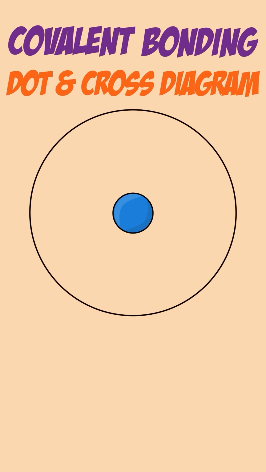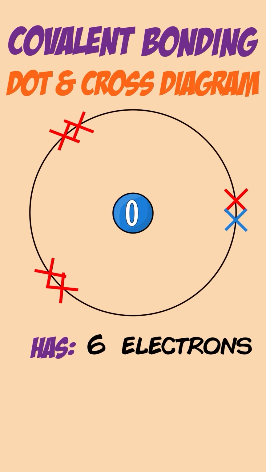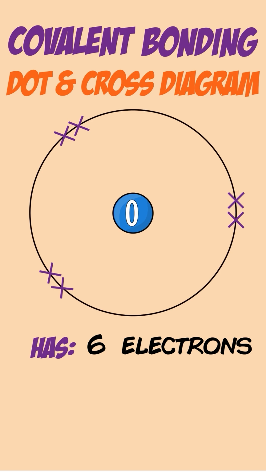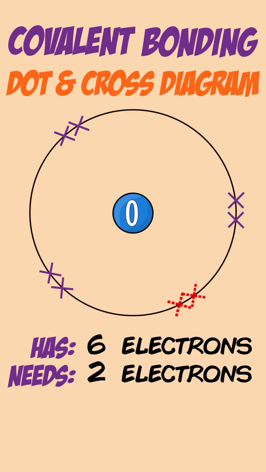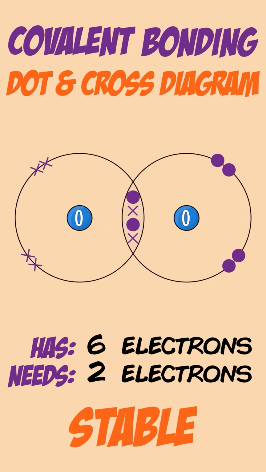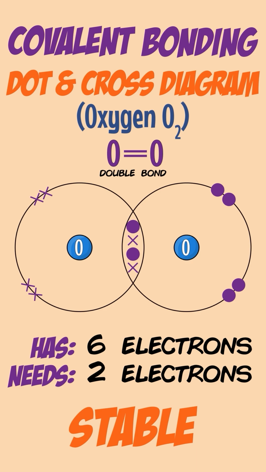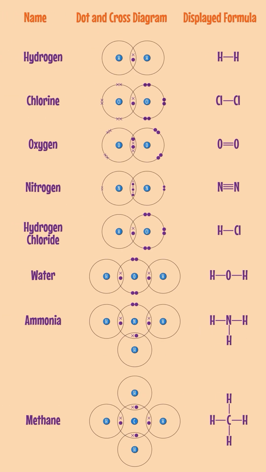Sometimes you need to share more than 1 electron. So oxygen, for example, has 6 electrons in its outer shell as it's in group 6. And that means it needs to share 2 electrons to become stable. This means there are 4 electrons in the overlapping sections. This would mean that oxygen has a double covalent bond because each pair of electrons represents 1 covalent bond, and oxygen has 2. Here are some more common examples of covalently bonded molecules.